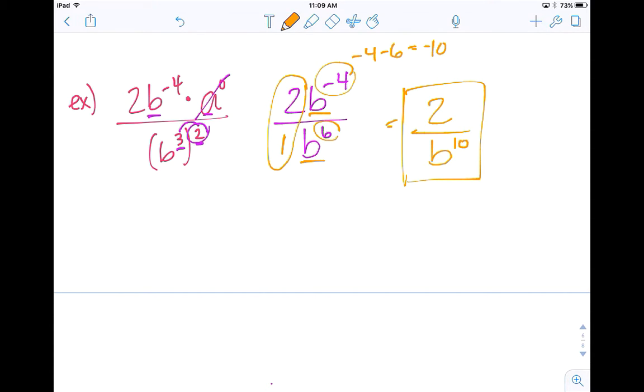Remember, you know you're done when you just have one coefficient and one of each variable left. If you still have multiple b's or multiple x's or multiple of the same variable, you haven't simplified completely yet. So make sure you get it down to just one of each thing, then you know you're done.